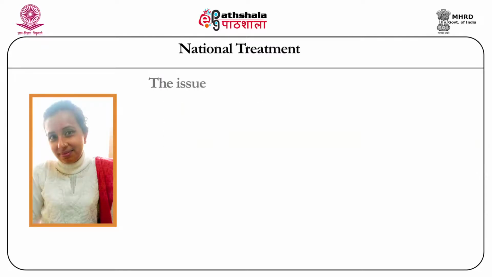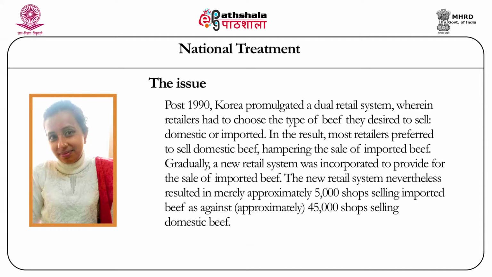The dispute was that post 1990, Korea promulgated a dual retail system, whereby retailers had to choose the type of beef they desired to sell, domestic or imported. As a result, most retailers preferred to sell domestic beef, hampering the sale of imported beef. Gradually, a new retail system was incorporated to provide for the sale of imported beef. The new retail system nevertheless resulted in merely approximately 5,000 shops selling imported beef as against approximately 45,000 shops selling domestic beef.